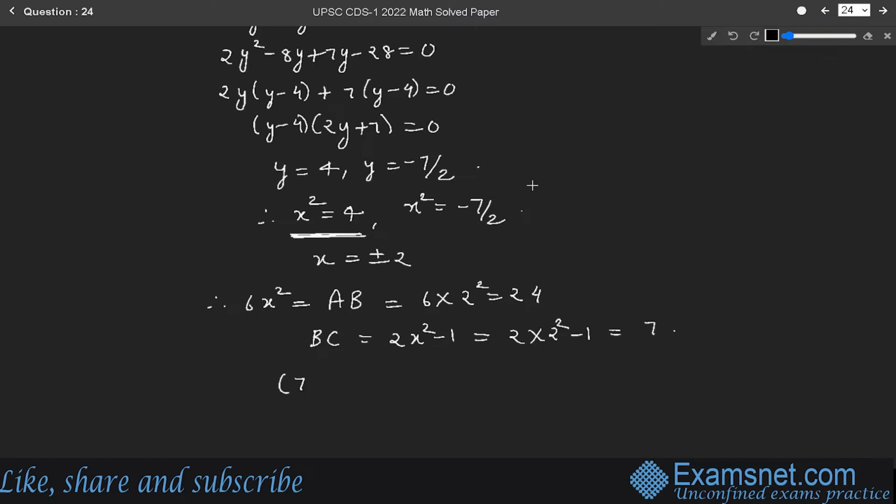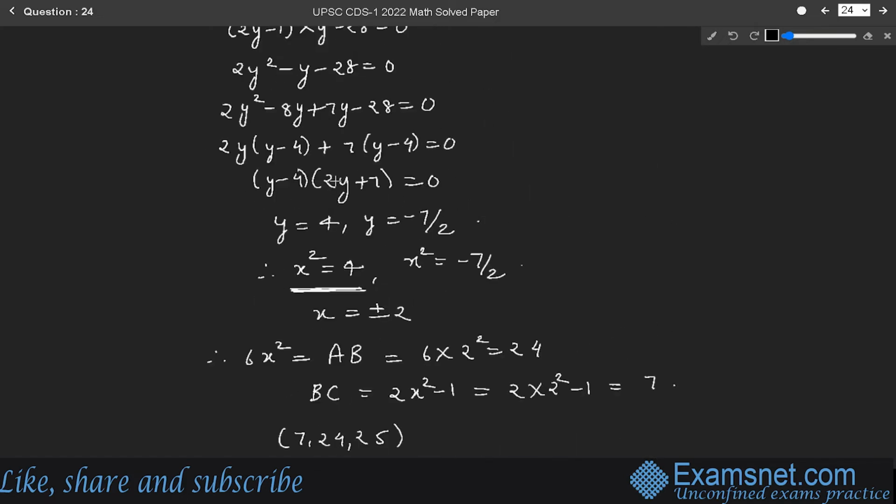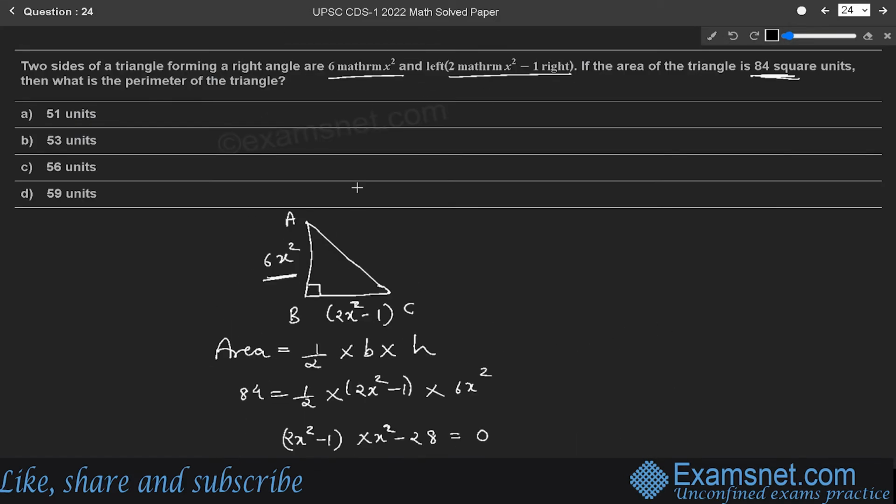Now we know that 7, 24 and 25 is a triplet of the right angled triangle. So hypotenuse will be 25, and to find the perimeter we have to add all the sides. So perimeter of the triangle will be a plus b plus c, means 7 plus 24 plus 25, which gives 56. So the perimeter for the given question is 56. I hope this question is clear to you. The correct option here is option number C, 56 units.